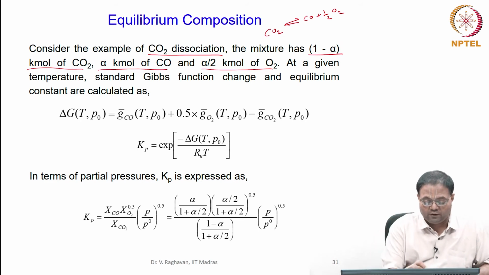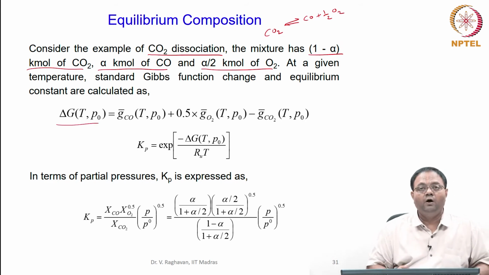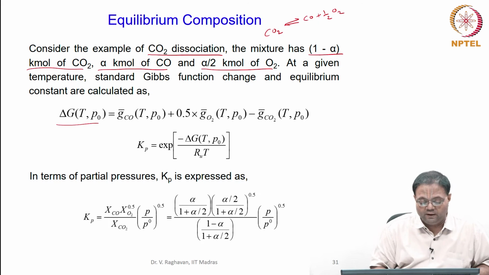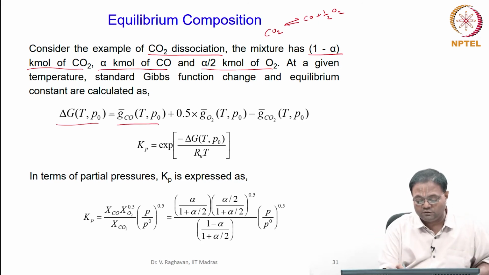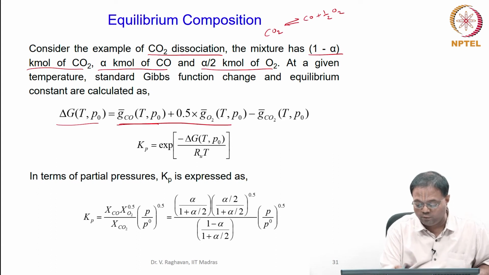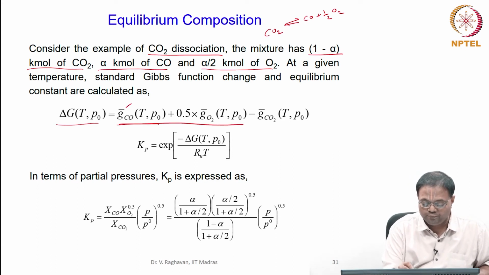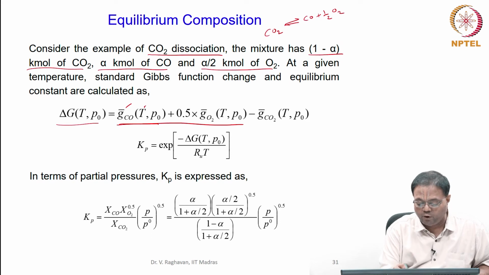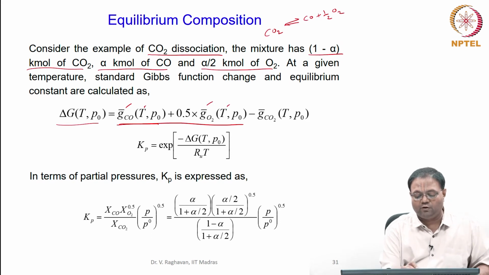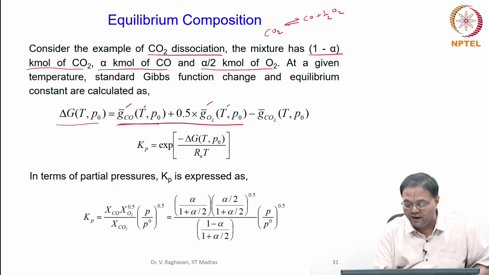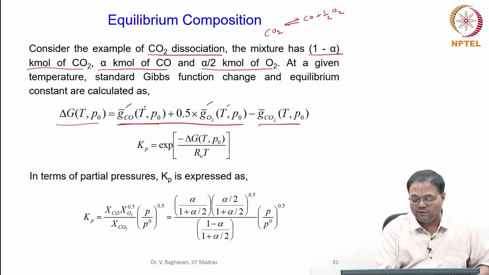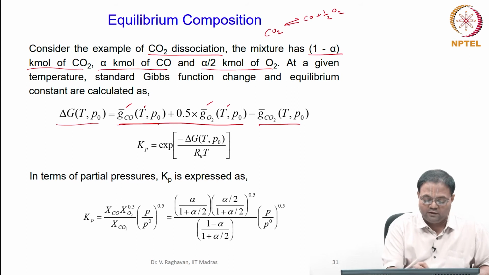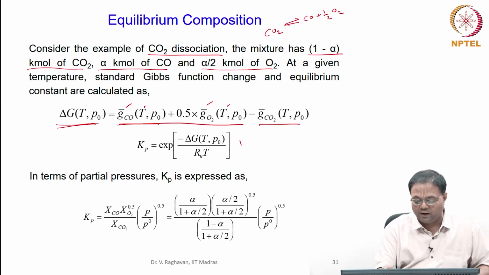Now we can calculate delta G at atmospheric pressure. First of all, you have to group the products. So these two are the products. So GCO at a particular temperature, then 0.5 times GO2 at a particular temperature, calculate them, add up. Then for the reactant, GCO2 at the same temperature you calculate, then subtract that from this. Now you get delta G. When delta G is known, calculate Kp.